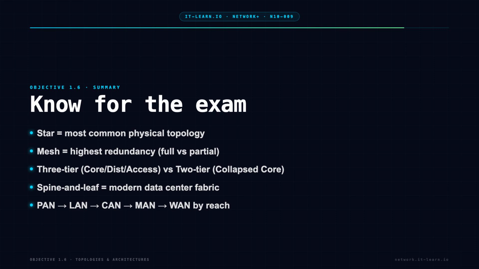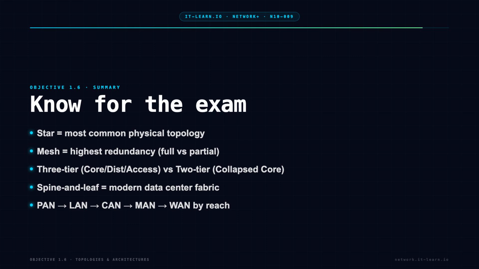A SAN, which in this context stands for Storage Area Network, is a dedicated high-speed network for storage traffic. We covered SANs in our previous lesson. A CAN, or Campus Area Network, connects multiple LANs within a campus, such as a university or corporate campus.